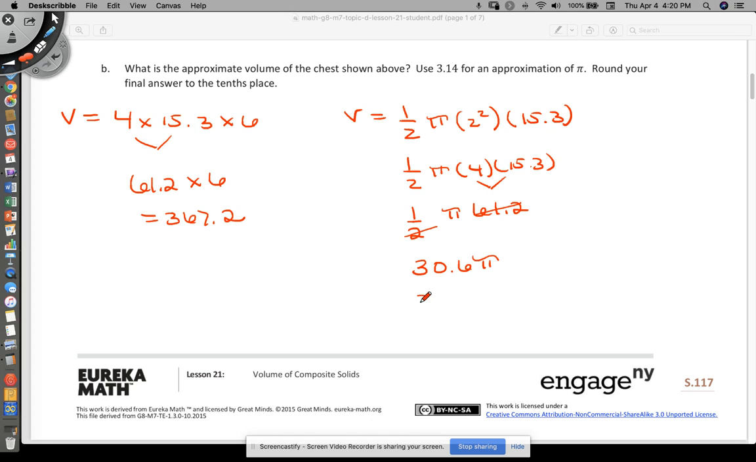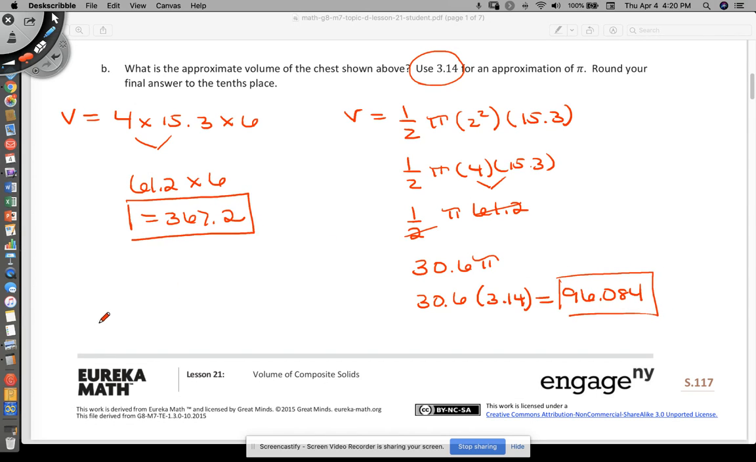Now I'm going to go ahead and multiply. They're telling us to use 3.14. I know in class we've said to use the pi key on your calculator. If it states to use 3.14, then just use 3.14. Don't use your pi key. And this will give me 96.084. All right, so there's my other answer.